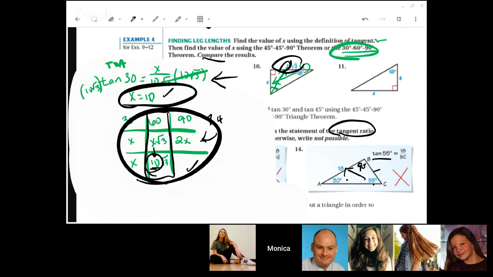Okay, Isabel, so on number 27, look at it this way. You're looking at a triangle. That's a 45, 45, 90 triangle. So we know it's a right triangle, but what other kind of triangle is that?